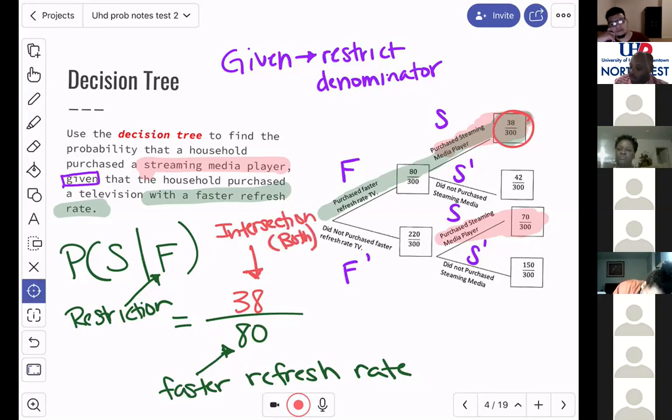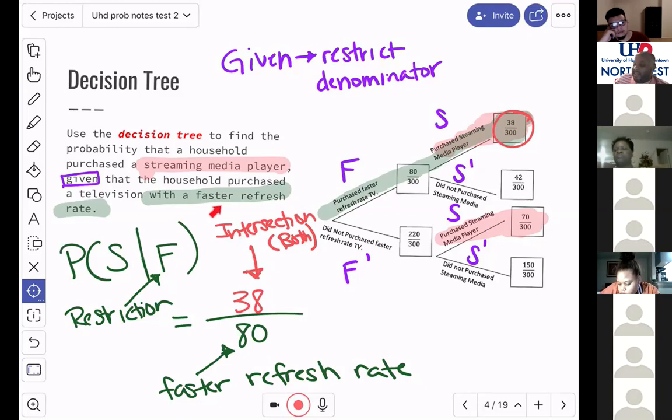Look what you've done now. You've restricted your sample to how many people? 80. How many did you start off with? 300. And I've restricted it down to just these 80 people because these 80 people have the faster refresh rate. And again, I know I'm looking at the faster refresh rate because it says, given that the household purchased what kind of TV? Faster refresh rate. When you do these probability problems, before you start doing any kind of math, I want you to look at the problem and make it make sense to you first. Actually read what it's telling you to do, because most probability problems tell you what to do.